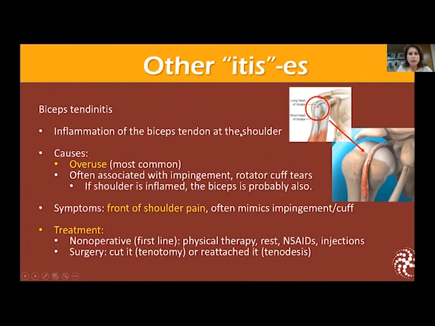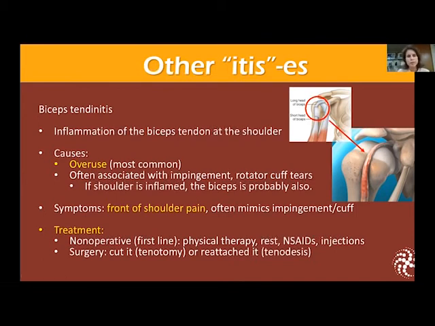The other thing, so biceps tendonitis, as we talked about, there's a biceps that originates inside the shoulder and runs in the front of the shoulder. It's very common to have inflammation in there, especially if there's other things going on. And again, overuse is the most common. You can see this is an inflamed biceps here. It's also often associated with impingement and rotator cuff tear. So they all kind of go hand in hand.